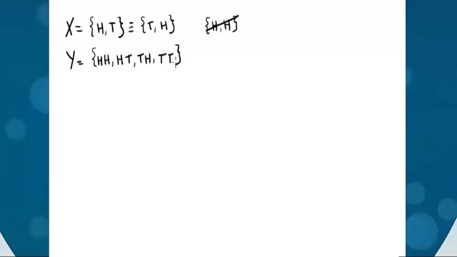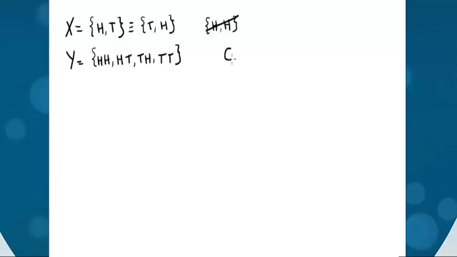Two sets are said to be equal if they contain the same elements, regardless of the ordering. So the set shown here is exactly the same as the set {T, H}. All elements in a set must be unique, so {H, H} is not a valid set. The outcomes from two coin tosses might be written as the set Y, consisting of HH, HT, TH, TT.